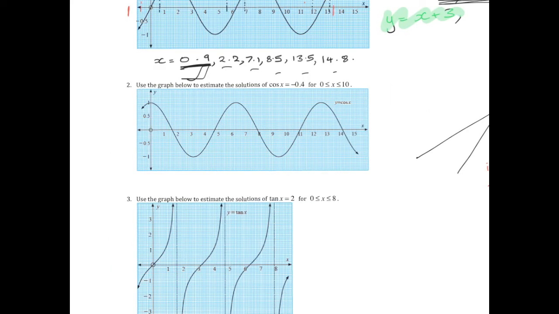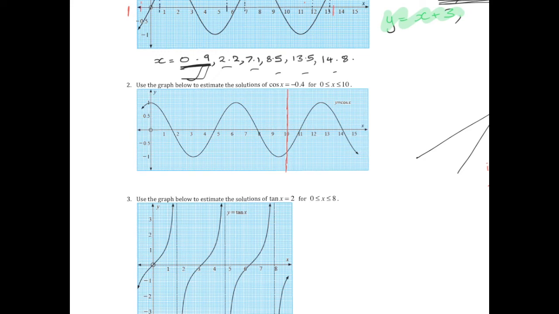Question 2. Use the graph below to estimate, and I like the word estimate because we can't be that specific. We can't do it to 5 decimal places. The solutions of cos x equals negative 0.4, for x between 0 and 10. So girls, I actually don't care what happens past 10. Don't care. I'm going to stop there.